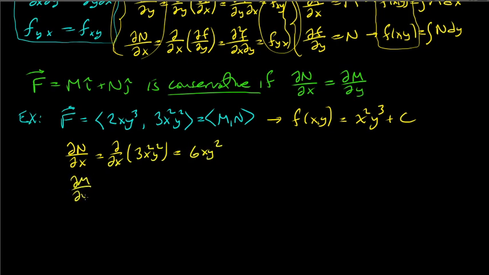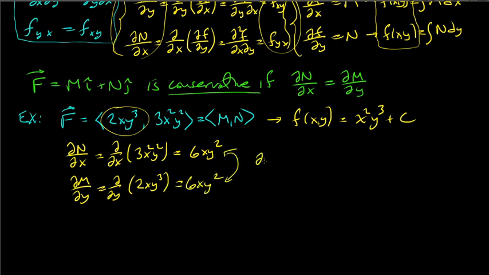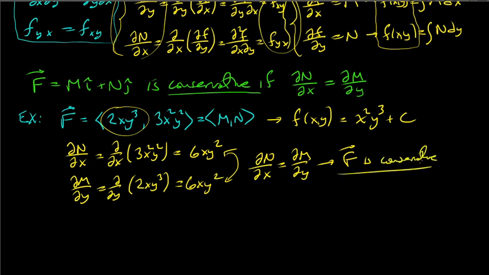Now let's take the y partial of m, right? So with respect to y, take the first one, that's the m, 2xy cubed. And now take the derivative with respect to y, I get 2 times 3 is 6 times x times y squared. Well, look at that. These are equal. So, of course, this tells us alone that the vector field f is conservative, which we already knew, but now we know for sure, right?